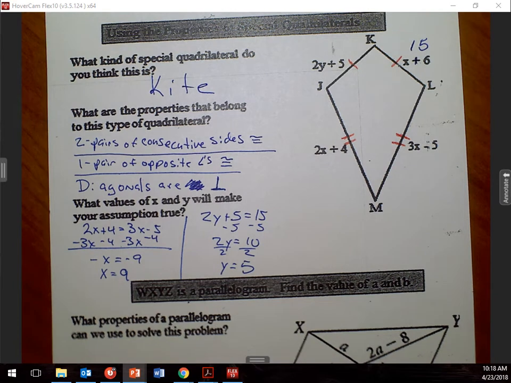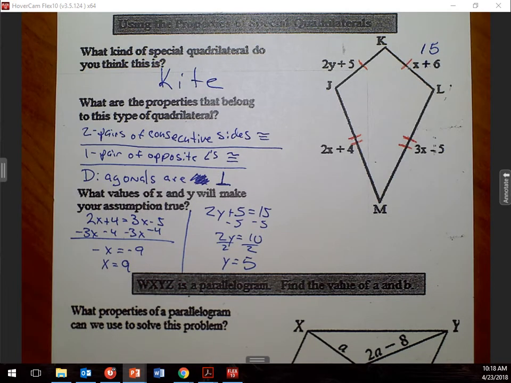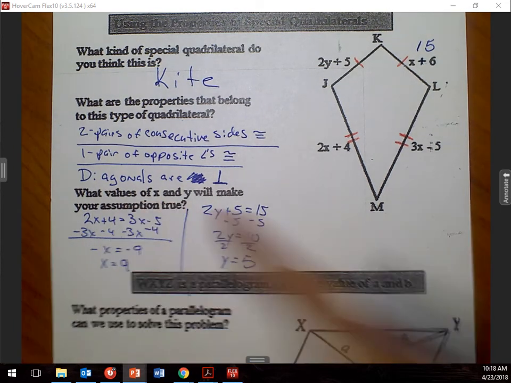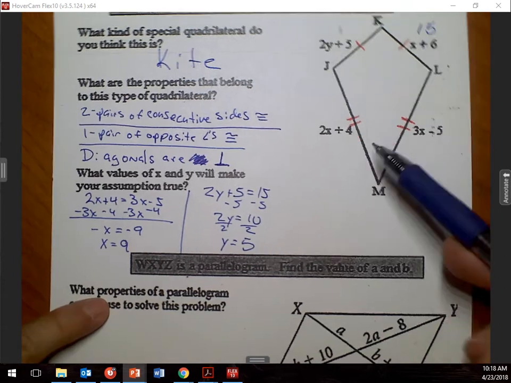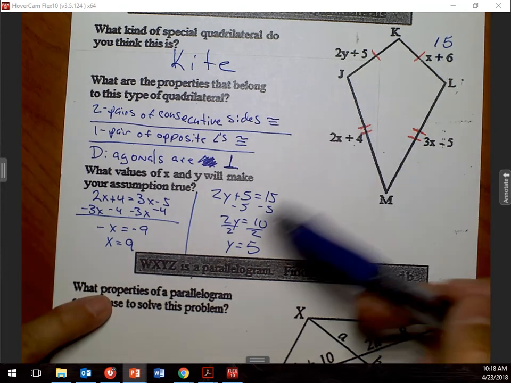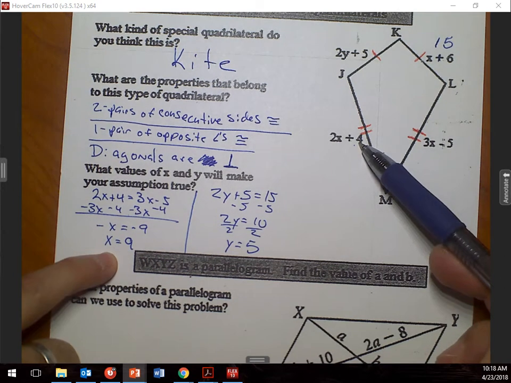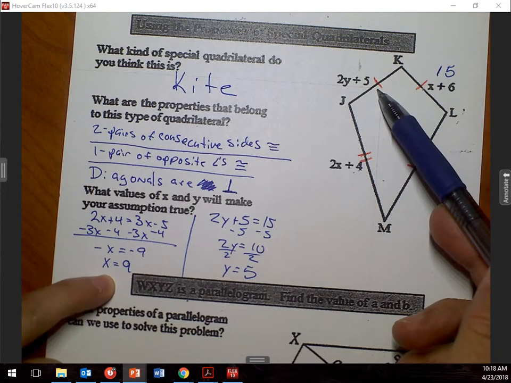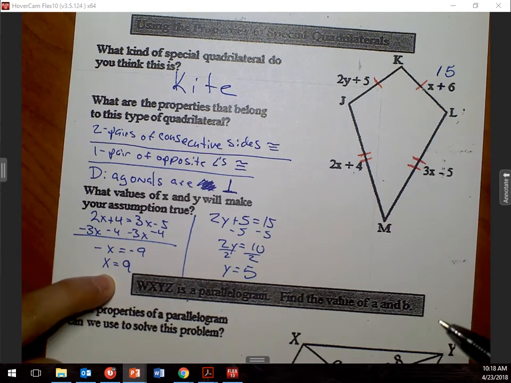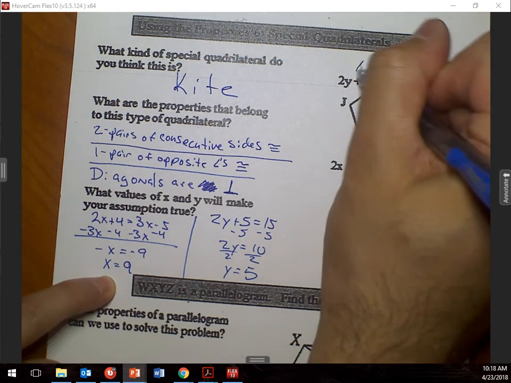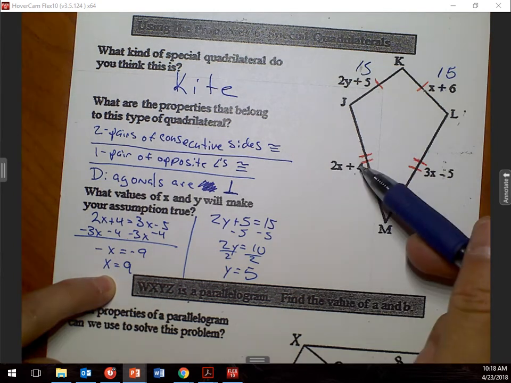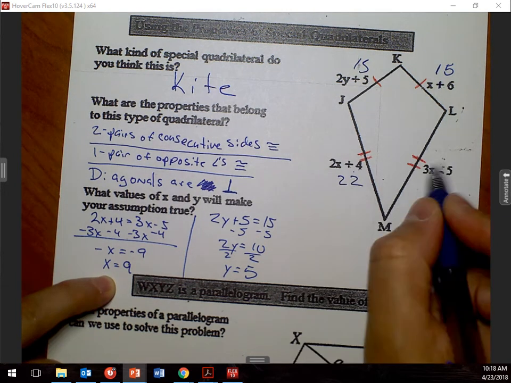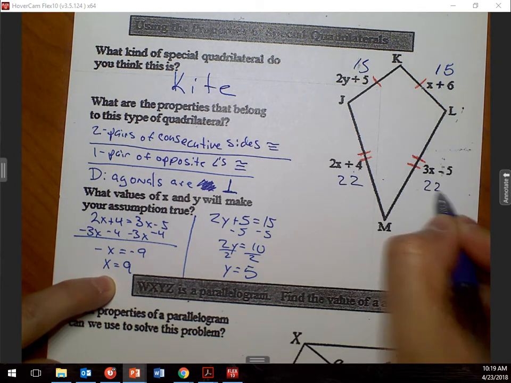Then we just plug it into the bottom. No, we're done right here. What values of x and y will make your assumption true? Because we marked these over here, if x is 9 here, both these are going to be the same. Right here, we just solved for the y. So this side over here is going to be 15, isn't it? And then this side over here is going to be 18 plus 4, which is 22. This is going to be the same thing, 22.